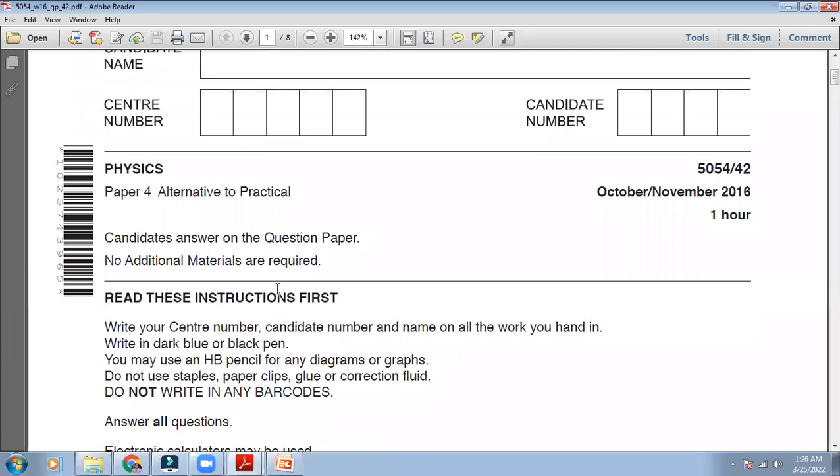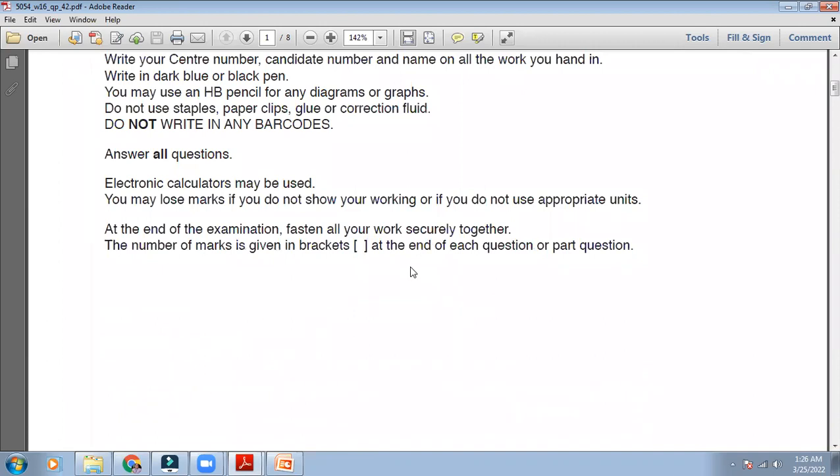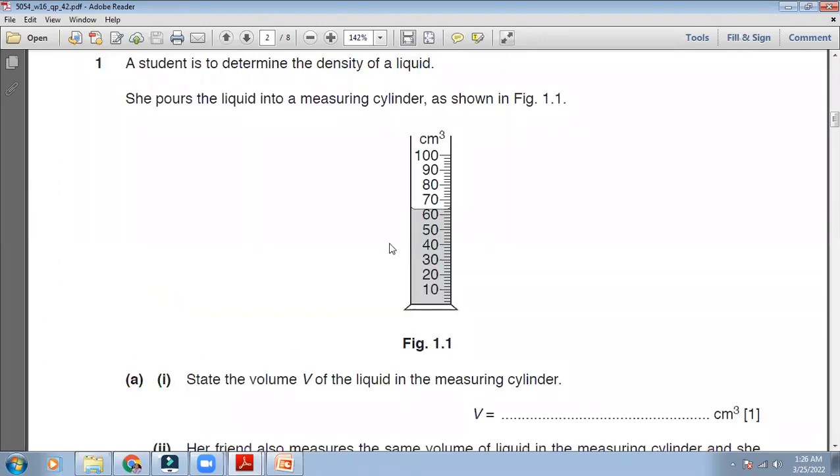October November 2016 4-2 paper 4, alternative to practical. 1 hour is allowed. So let's start this paper. A student is to determine the density of a liquid. She pours the liquid into a measuring cylinder as shown in the figure 1.1. State the volume V of the liquid in the measuring cylinder.